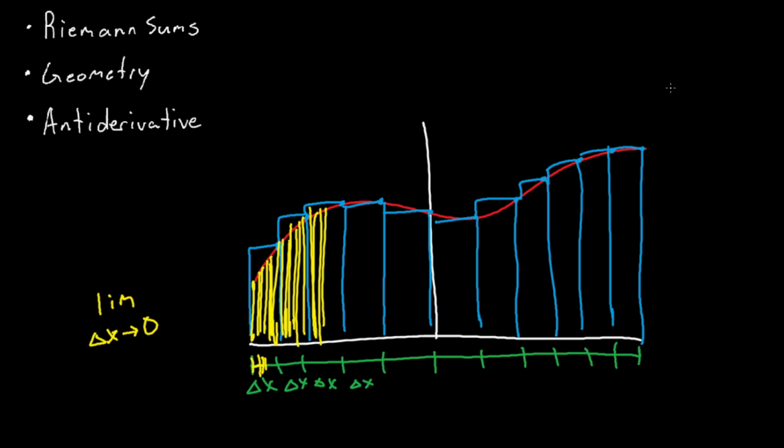The integral makes it so that your rectangles get infinitesimally thin. And when you add up the areas of all the infinite rectangles, you get the true integral, or the true area under the curve, instead of using approximations like Riemann sums. But let's go ahead and talk about geometry.